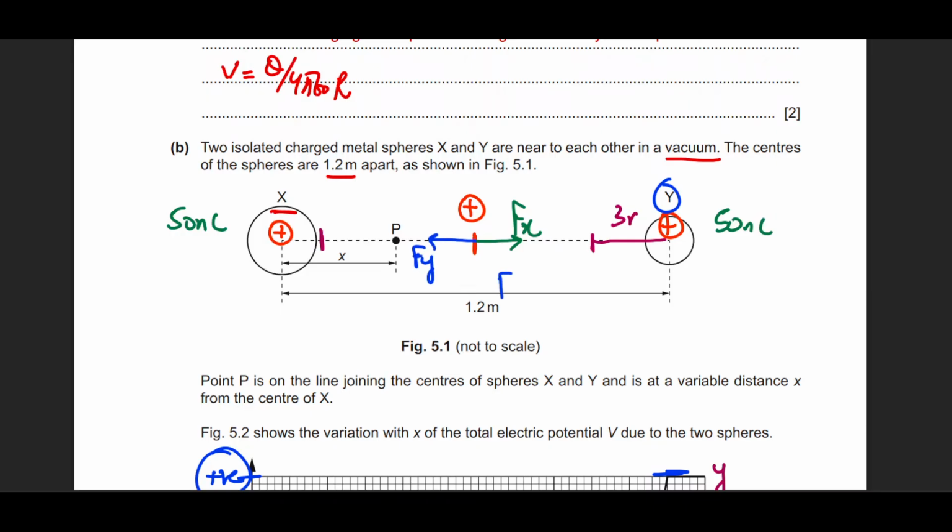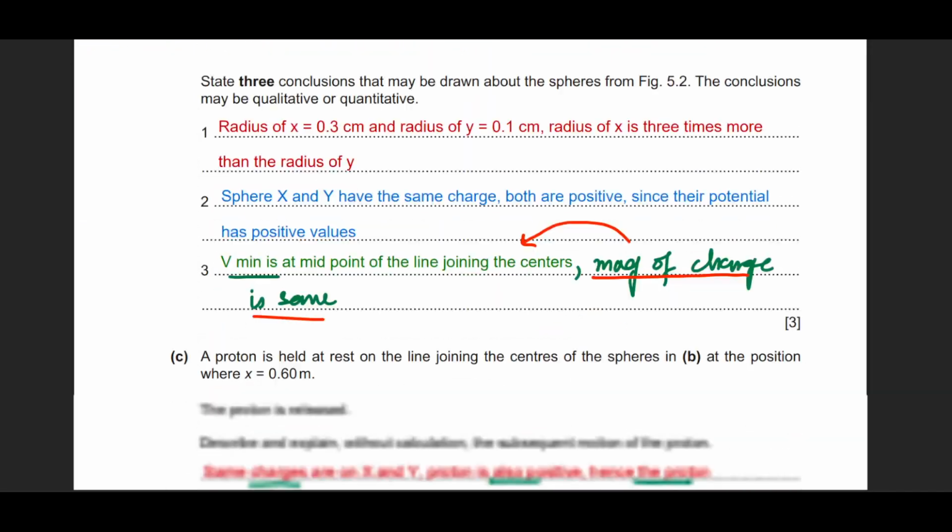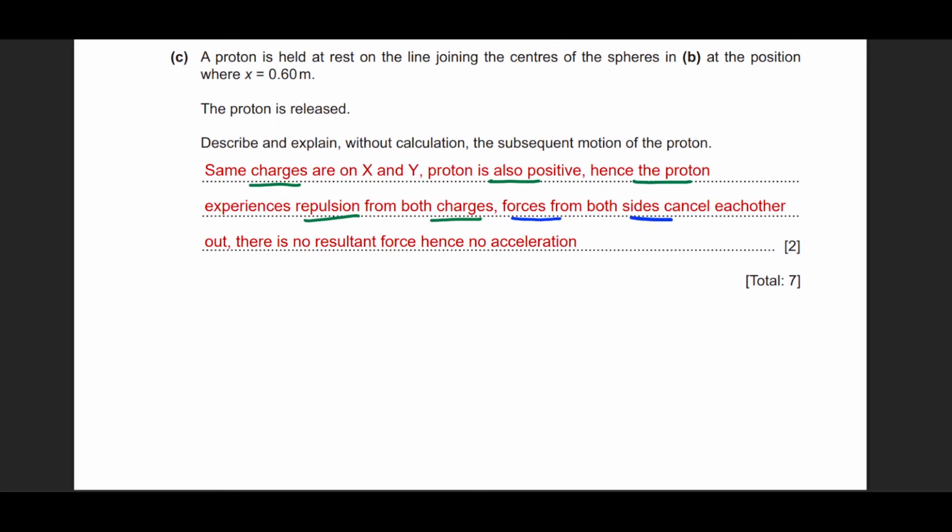And F will be equal to Q divided by 4 pi epsilon naught R squared. Since the charge on both spheres is equal, in reference to the proton, the forces are going to come out equal, because this will be 50 nanocoulombs, and this will be the charge of the proton for X and for Y. This R is exactly the same from both sides, which is 0.6, right? So the force from Y and the force from X in terms of magnitude will be exactly the same. That is why we have said that the forces from both sides cancel each other out, because their values are the same and they're opposite to each other.